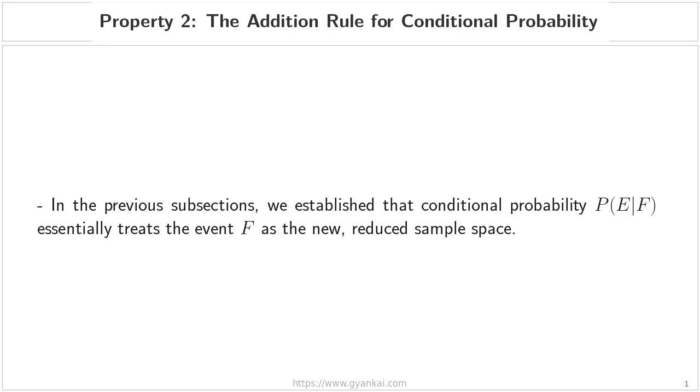Property 2, the addition rule for conditional probability. Welcome, everyone. Today, we are moving on to Property 2, which is the addition rule for conditional probability.